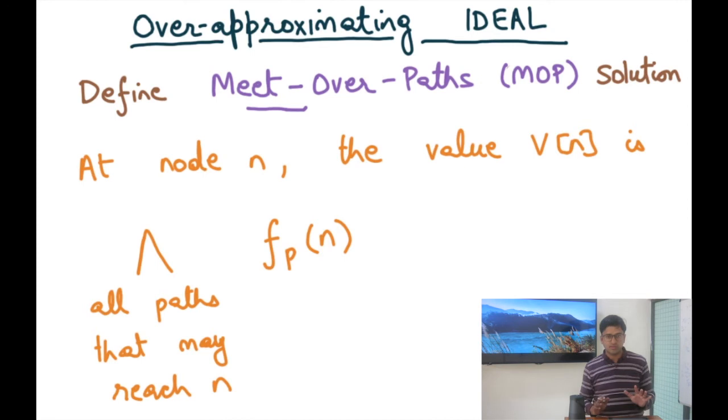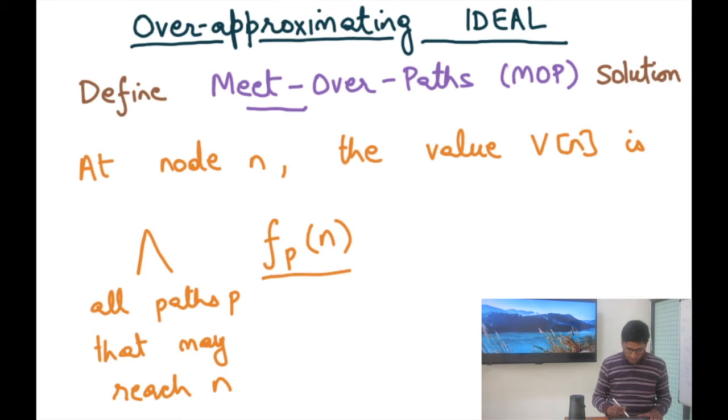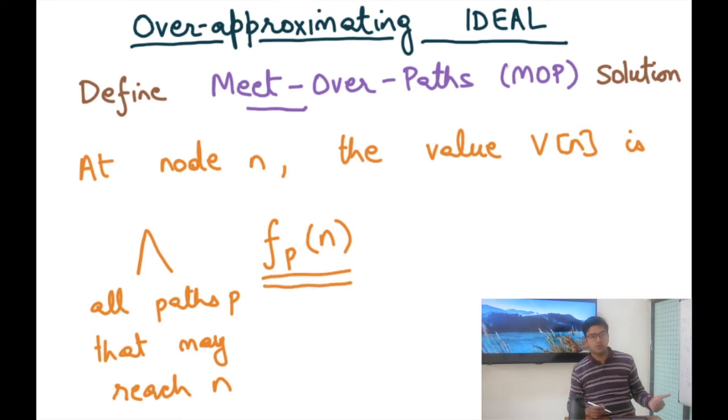So it's the same concept as ideal, which means I'm going to meet over all the paths that reach that program point, but now I'm not going to do that only for the paths that are executable, but for all possible paths that reach that program point. And so I'm going to define a meet over paths, or MOP solution, such that at node n the value Vn is meet over all paths P that may reach n, and we apply the transfer function for that particular path. Once again, there's an infinite number of such paths.